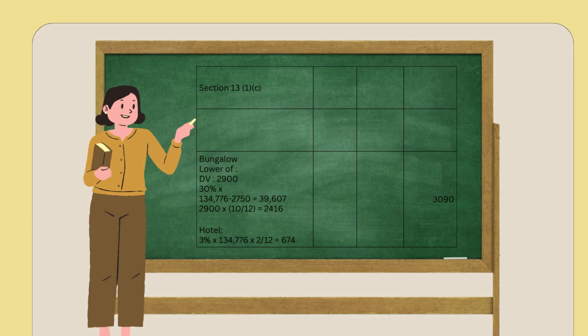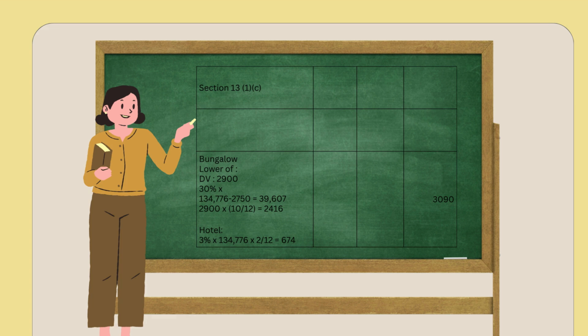Then Section 13(1)(c) is for house and hotel. The format is bungalow, lower of, and the defined value is RM 2,900. The calculation is 30% multiplied by the total amount of Section A, RM 134,776 minus the amount of share, RM 2,750, equal to RM 39,607. Next step is the value of the house, DV RM 2,900 multiplied by how many months Phuong stayed at the house, 10 months per 12, equal to RM 2,416.